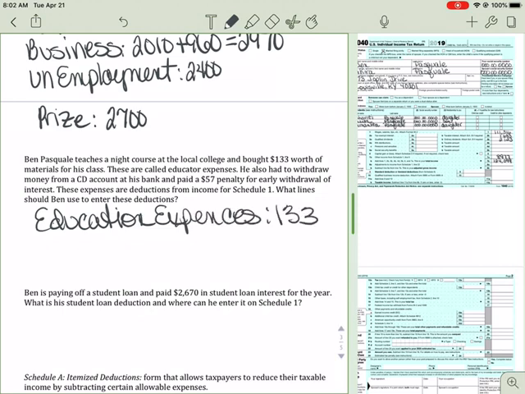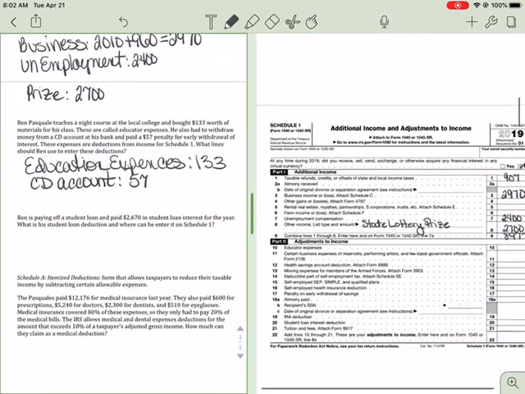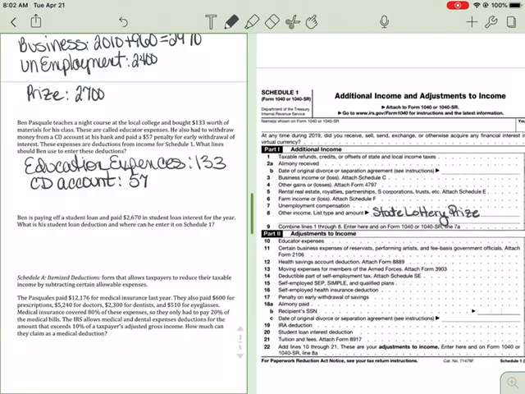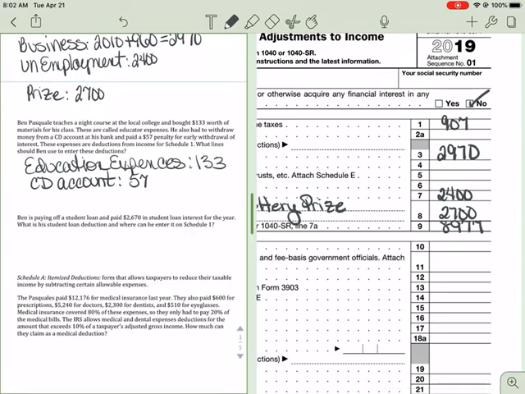So that was $133. And he also had to withdraw money from his CD account. So he had to pay a penalty of $57. All right, these are deductions that we can take, again, from our Schedule 1. So I'm going to come over here, go down to our Schedule 1. Notice that we have the second part there that says adjustments to income. Okay, so if we look, line 10 says education expenses. So that was $133.